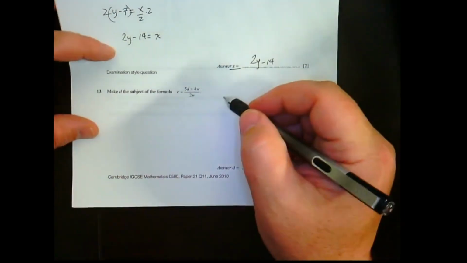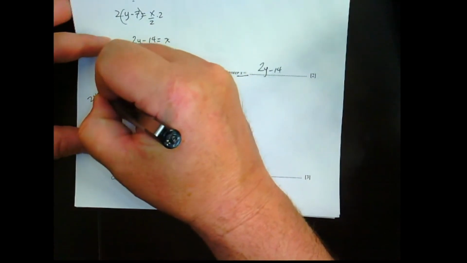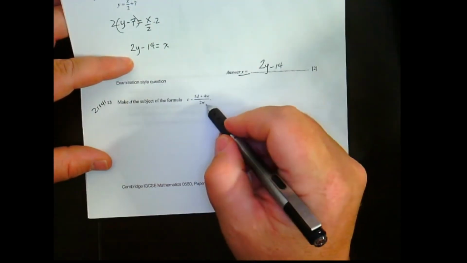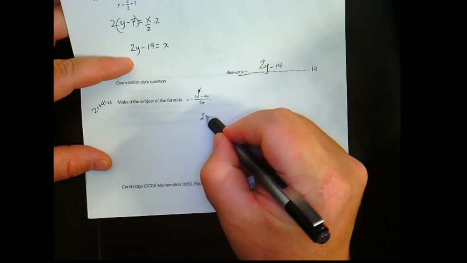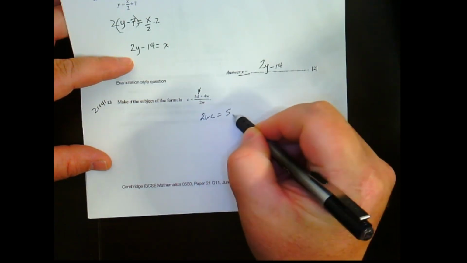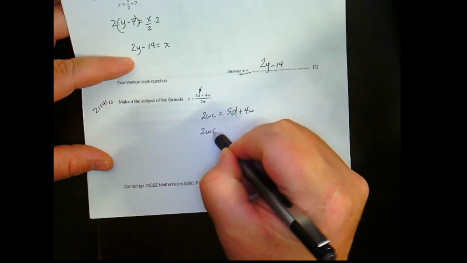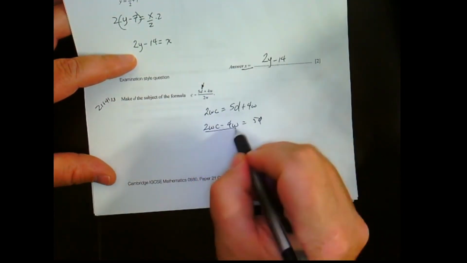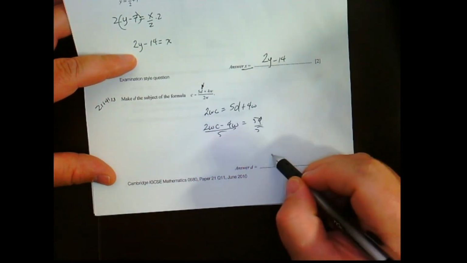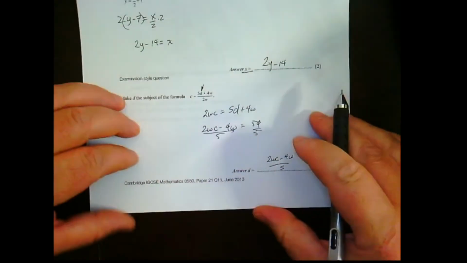Make d the subject of this formula. So let's see here. This one is at 2141. Make d the subject. So I have to get this thing by itself, so I've got to get rid of the denominator first. So then I'm going to subtract. Then I'm going to divide both sides by 5. So here's what I got: 2wc minus 4w divided by 5. Boom, done. All right, let's check this one very quickly.